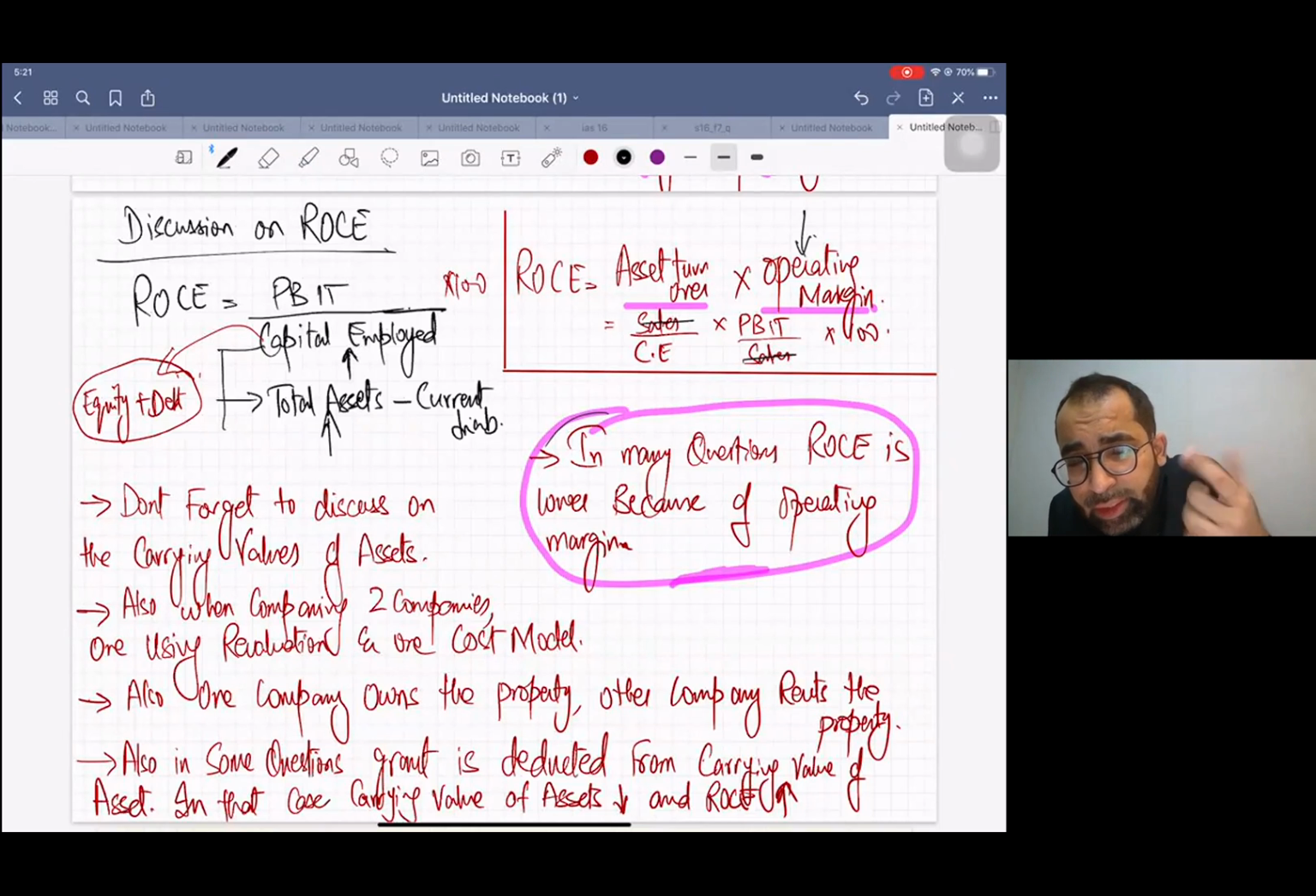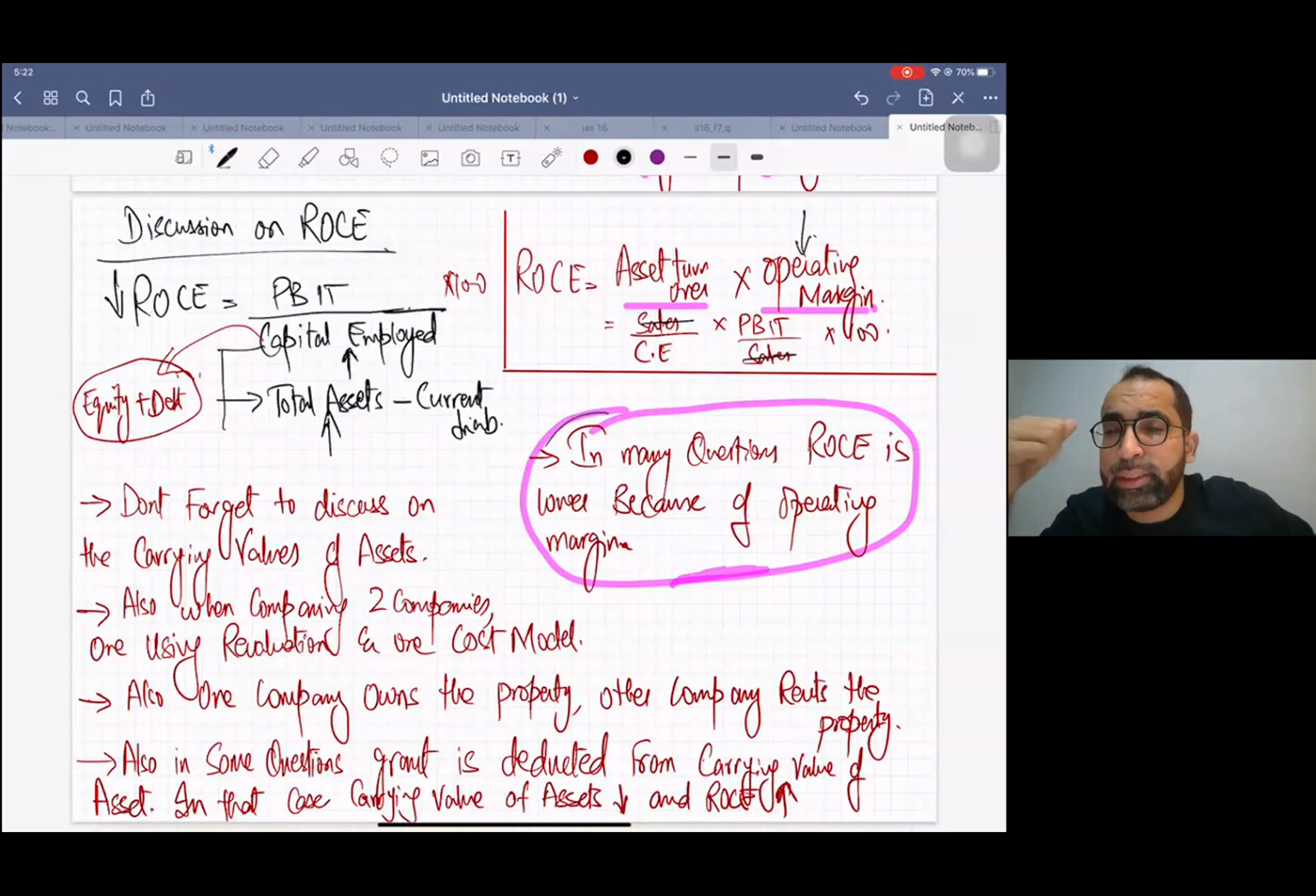And when your capital employed is overstated, capital employed is in the denominator, so your ROCE, your return on capital employed, may go down. Okay, so this is one of the reasons. Whenever you need to discuss return on capital employed in detail, don't forget to look at the carrying values of your assets. The formula of capital employed is total assets less current liabilities. That means capital employed has a connection with total assets and total assets valuation. So if total assets are artificially overstated or understated, this may affect ROCE, and you need to discuss it.